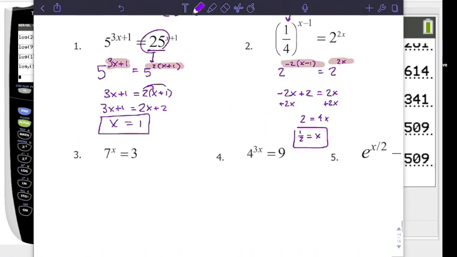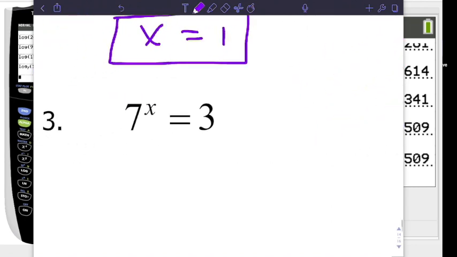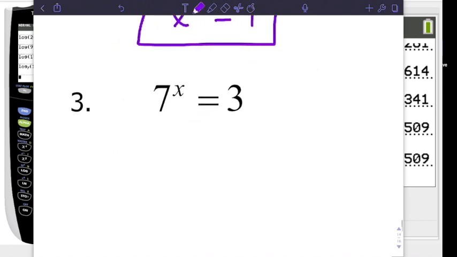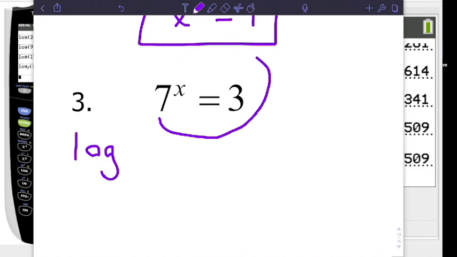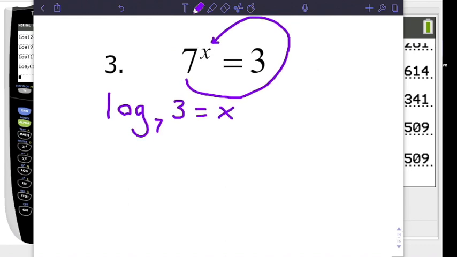Okay. If you can't rewrite your bases as the same thing, I cannot rewrite 7 as 3 raised to something, or write 3 as 7 raised to something. So you can't do either of those. So this is where I switch to log form. So we'll go log base 7 of 3 equals x. And then either change the base or type it in just like that.